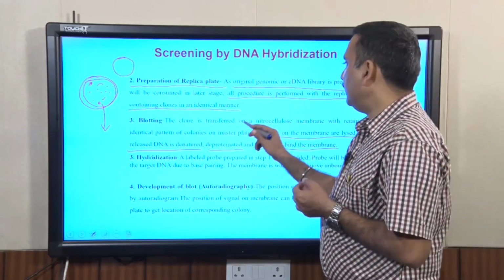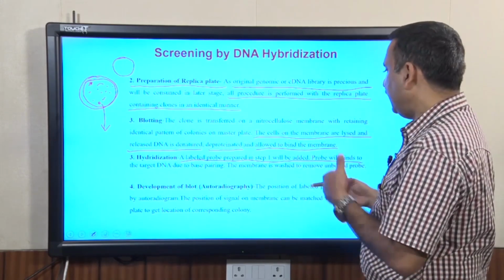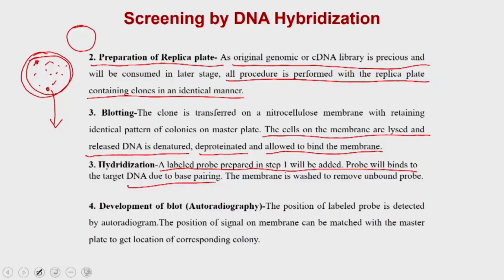Then what you do is you will incubate this probe or this membrane with the radio labeled probe, which we have prepared either by the random primer method or the terminal transferase method, and then you let the probe bind to the target DNA due to the base pairing. Then you will wash the membrane to remove the unbound probe, and you will also wash it with the high stringent buffers, so that you will reduce the non-specific interactions. And then at the end, you will develop the probe with the autoradiography.